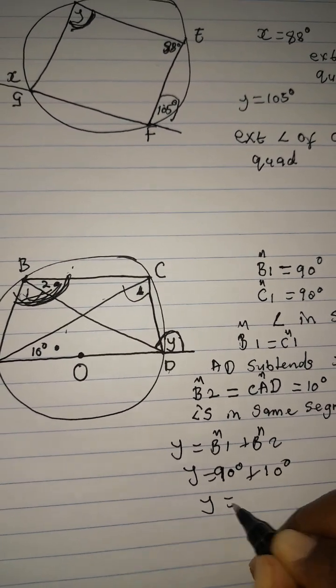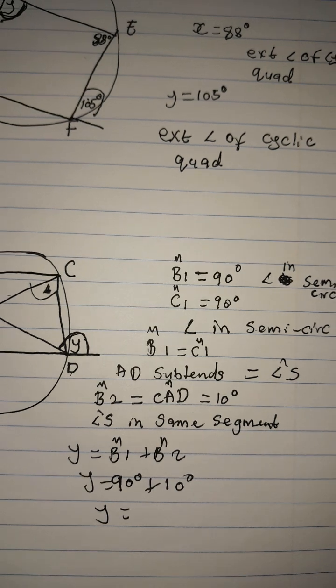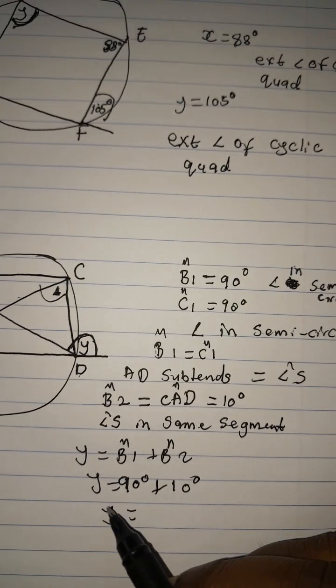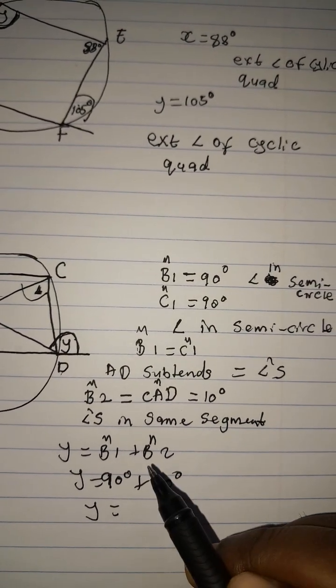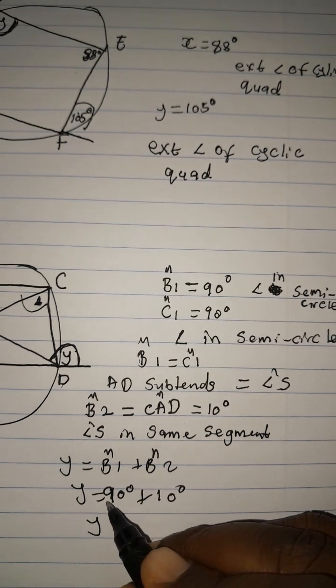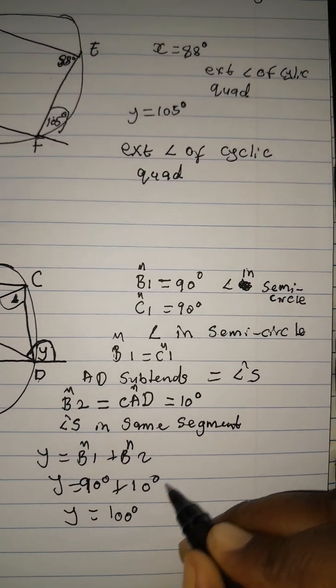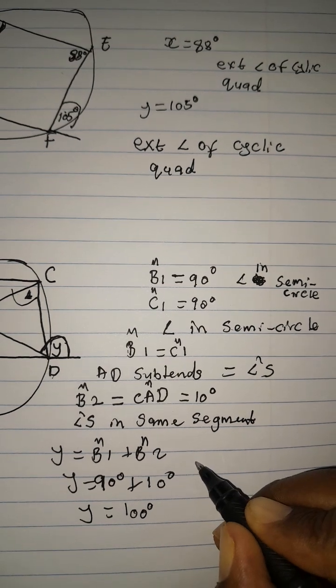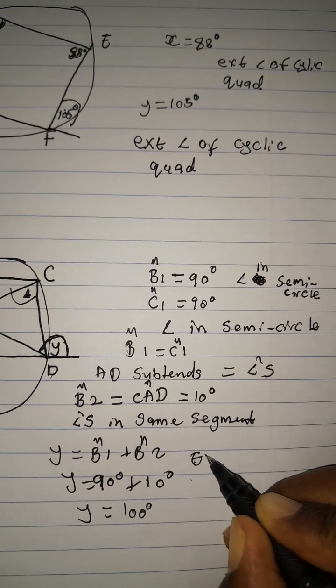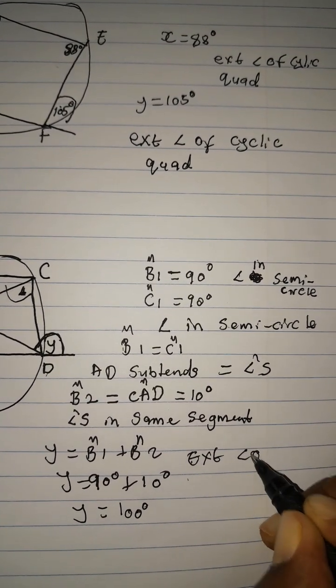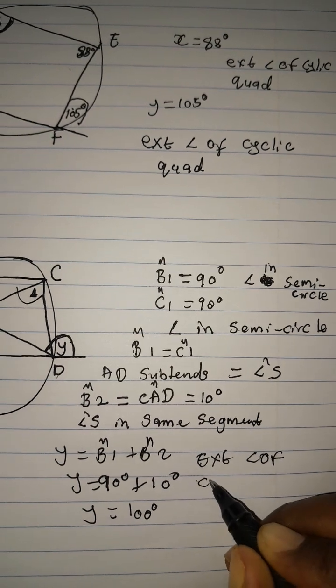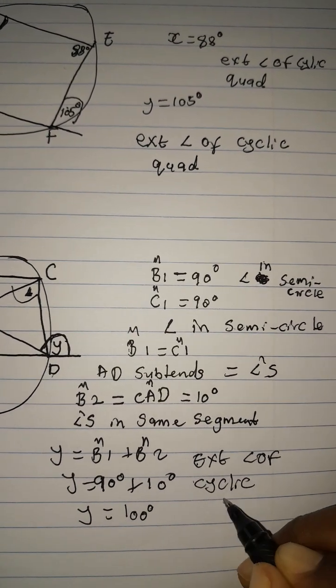So in other words, remember we are looking for the value of y. I'm going to say 90 plus 10, what is that? That's going to be 100 degrees. Remember, the reason here is what? Exterior angle of a cyclic quad.